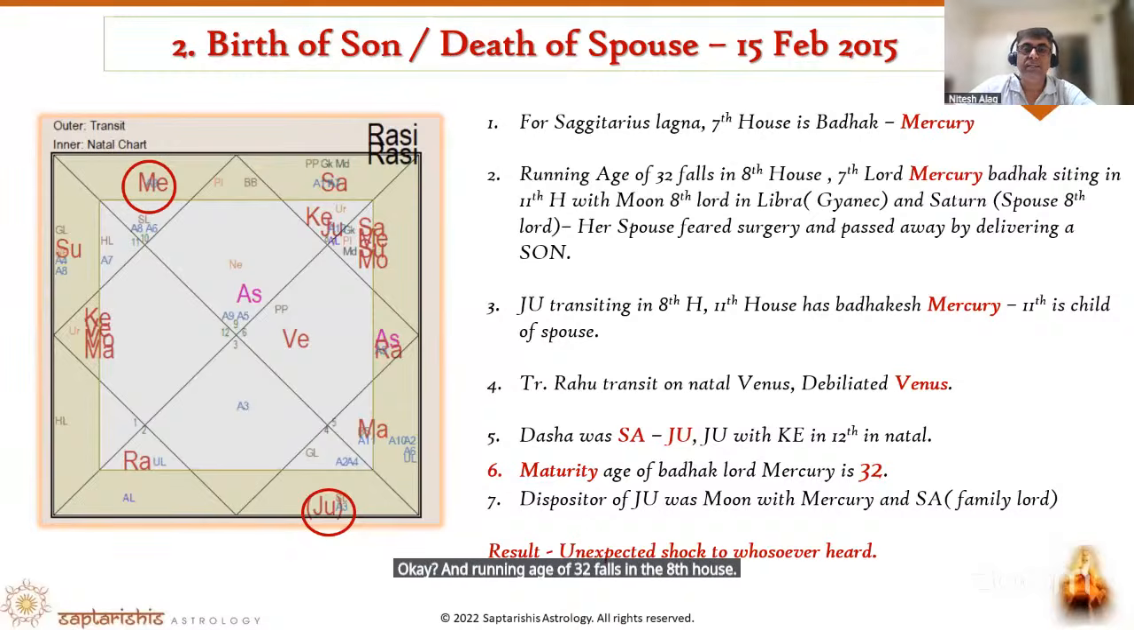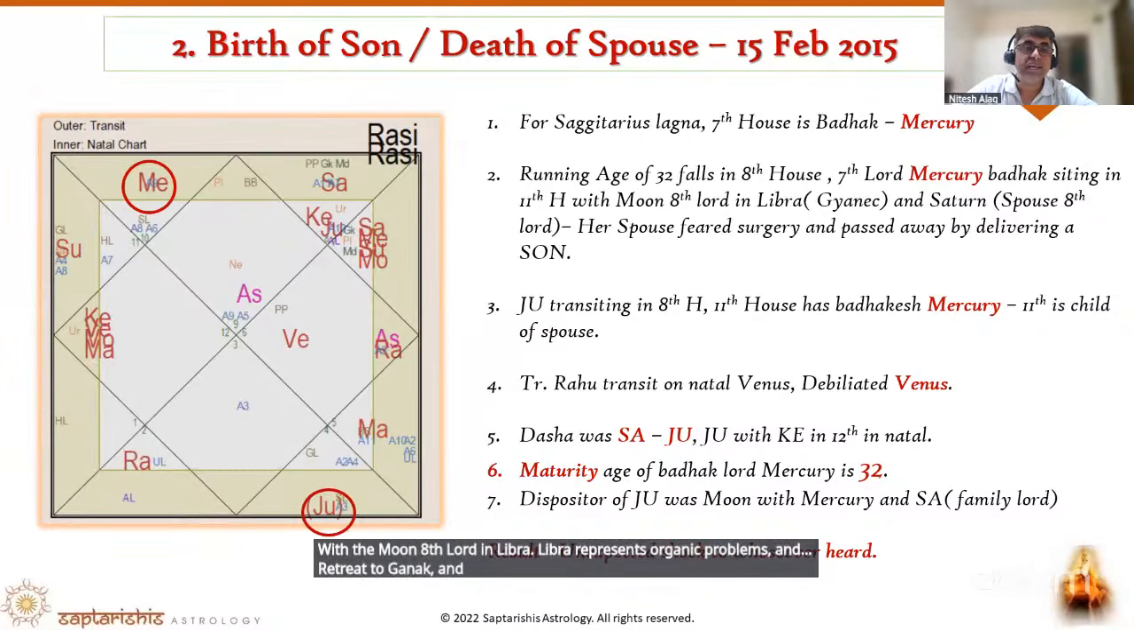The 7th lord Mercury, Badhak, is sitting in the 11th house with the Moon, the 8th lord, in Libra. Libra represents gynec problems. And Saturn is the spouse's 8th house. If you see from this Gemini, Saturn is the 8th lord, which is also sitting in the 11th house. So a clubbing of four different planets along with the Badhak planet is there in the 11th house.